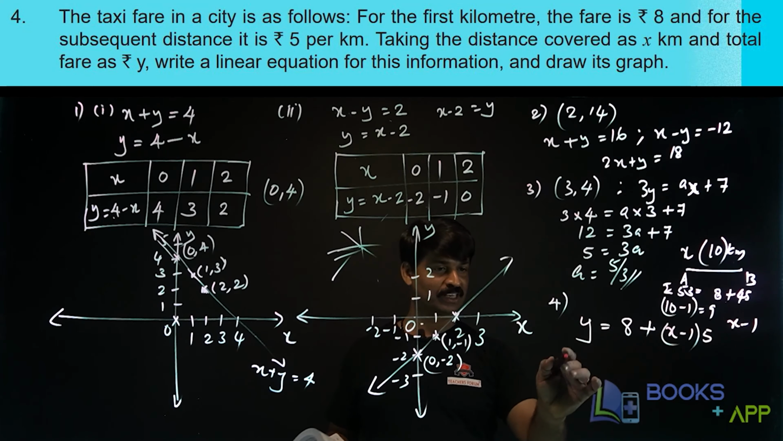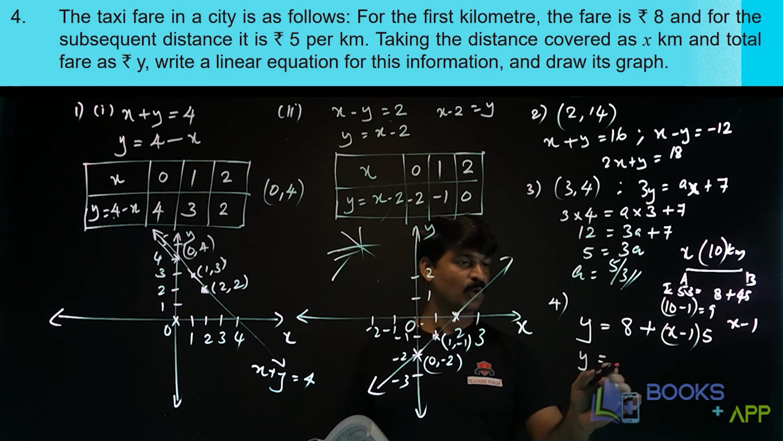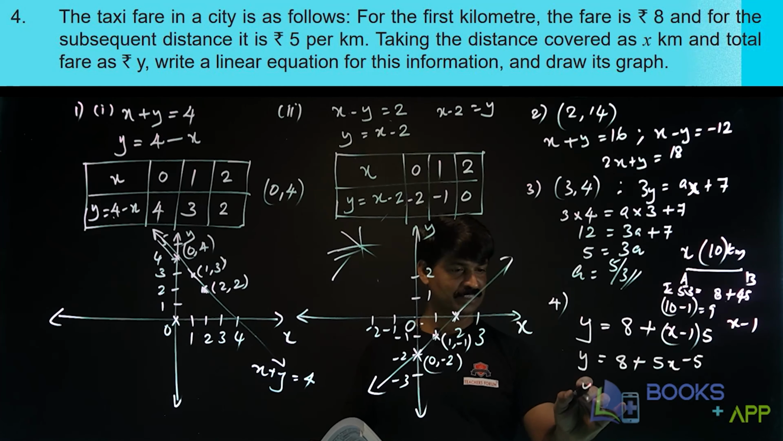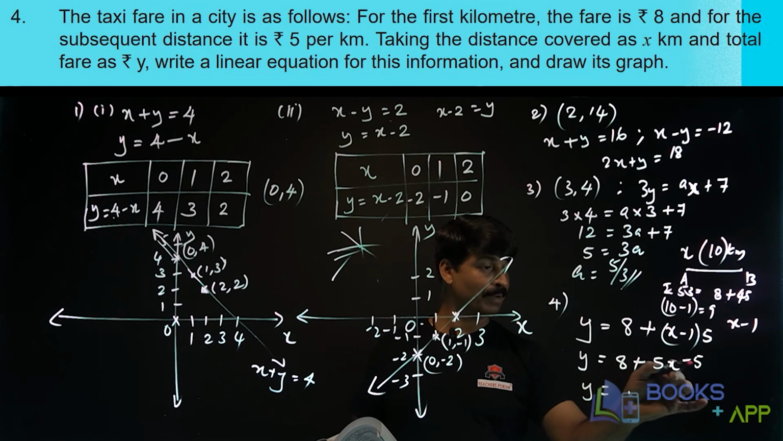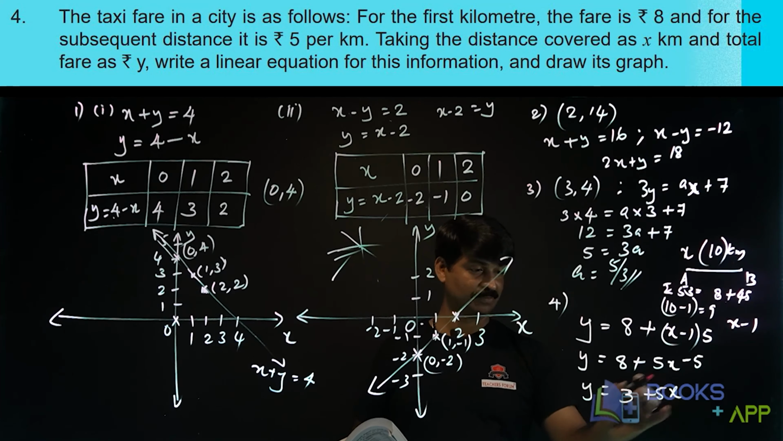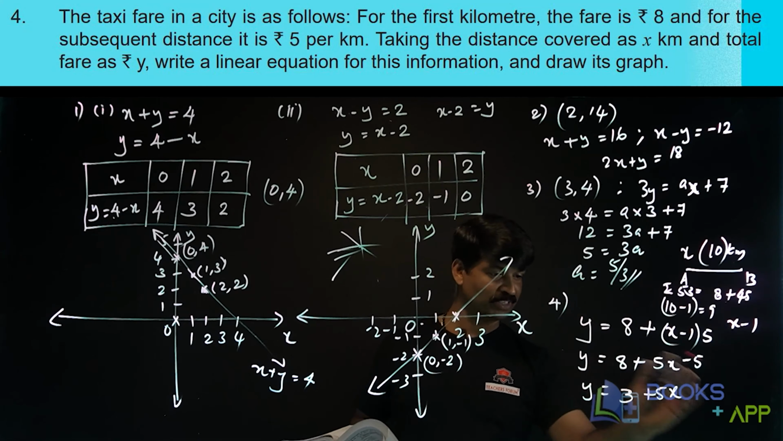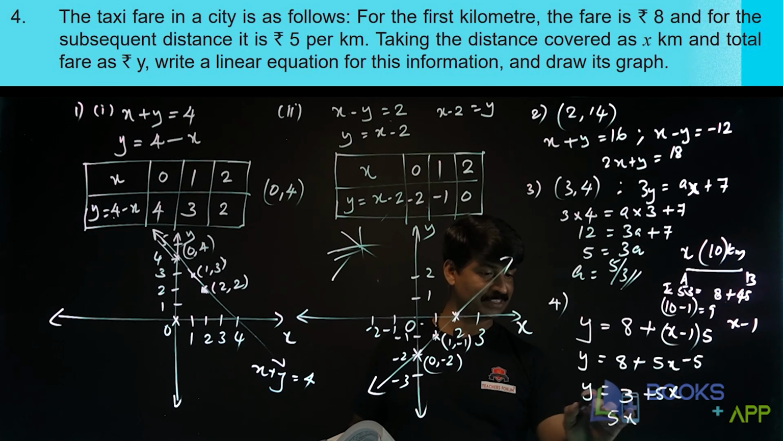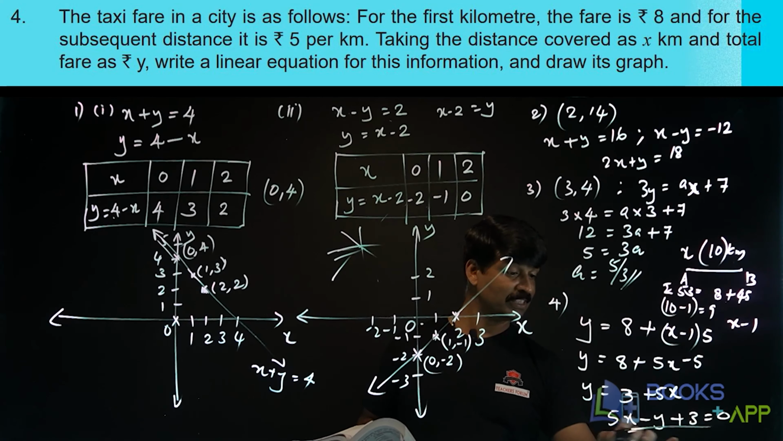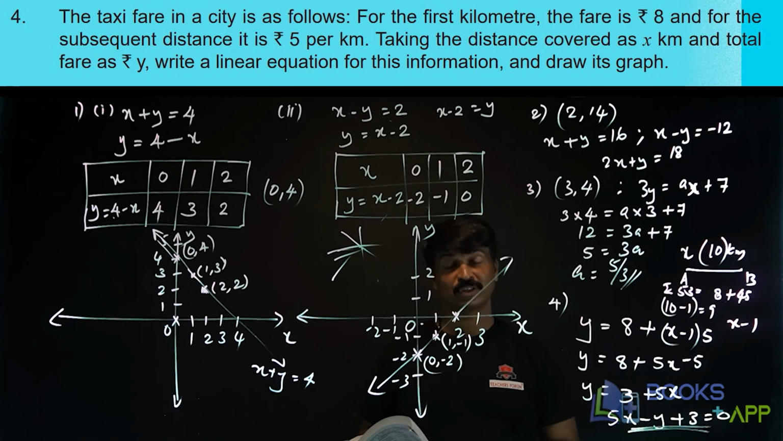It is the equation. Now, let us simplify this. y is equal to 8 plus 5 into x minus 1, that is 5x minus 5. That is, y is equal to 8 minus 5, that is 3, plus 5x. If you want, you can take y to this side. So, it becomes 5x minus y plus 3 is equal to 0. This is the linear equation that represents the given problem.